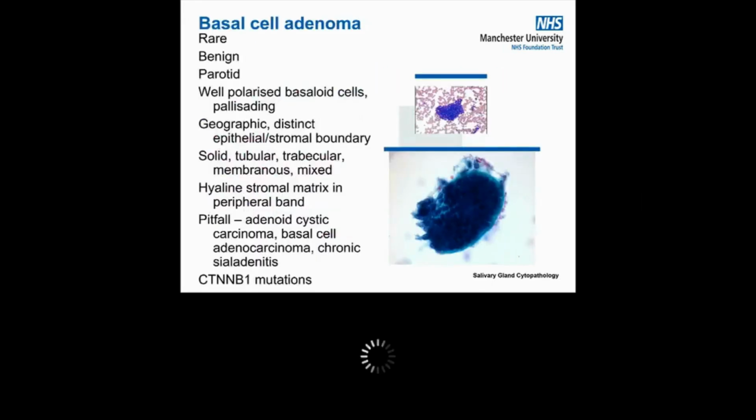Basal cell adenoma is a rare benign tumour, which on cytology has a similar morphology to other basaloid type neoplasms and is indistinguishable on cytomorphology. Typically, these appear as geographic cohesive groups of basaloid epithelial cells, and clues to the diagnosis can be a rim of matrix-like material surrounding those geographic groups, and we'll see a picture of that in a second.